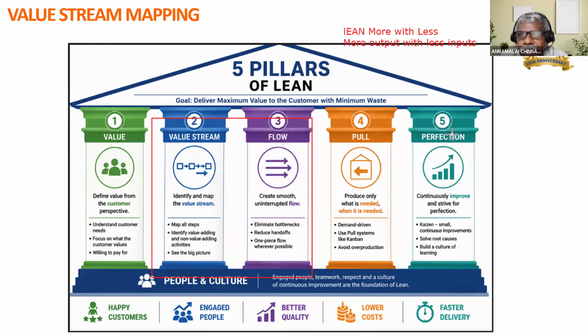Then finally, seek perfection. Whatever we are doing in these 4 activities, we'll have to keep on improving continually, so that our efficiency will improve. So these are the 5 pillars of lean. Today we are going to focus on these 2: mapping the value stream and creating the flow.